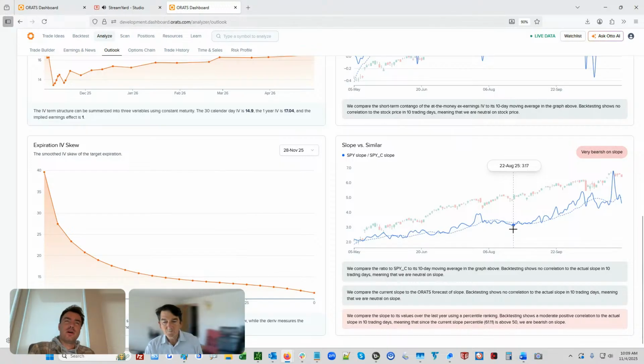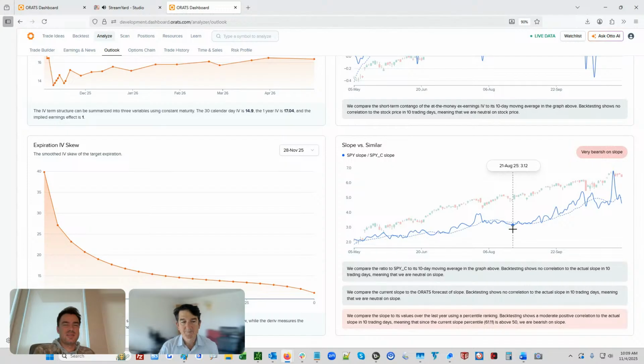Yeah, I never really thought of it like that, but now that you explain it, it makes a lot more sense. And one thing very unique about ORATS is all of our indicators quantify the entire volatility surface. The volatility surface is a big thing, and to quantify it the way that we do, so that we can make sense of what's happening, is really interesting. So what's this slope versus similar chart that you're looking at?